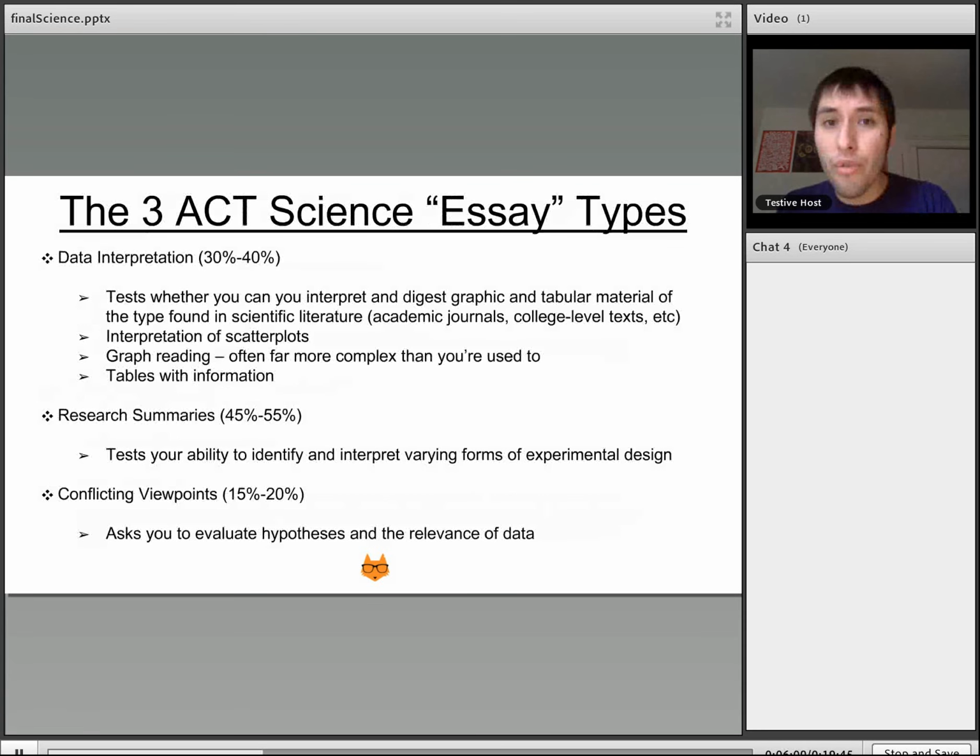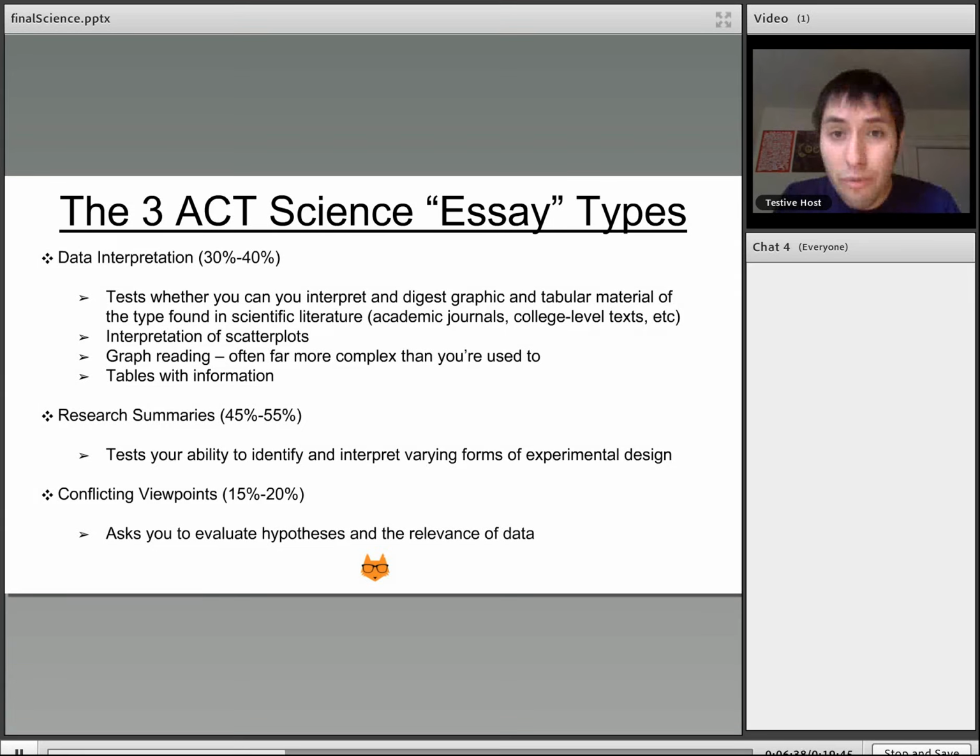There are three ACT Science essay types. Like you saw earlier, one of those is data interpretation. And well, what does that mean? Data interpretation tests whether you can interpret and digest the graphic and tabular material provided, just like we saw on the example question. This is supposed to be the sort of text that you would find in scientific literature, academic journals, college level texts, etc. Also, it's supposed to be measuring whether or not you can interpret scatter plots, which is something that most high school students have seen multiple times since middle school.